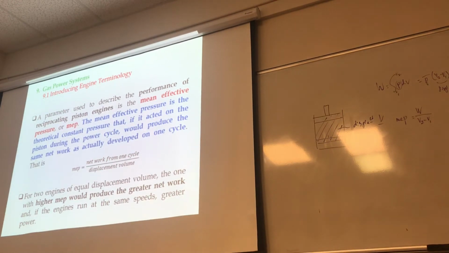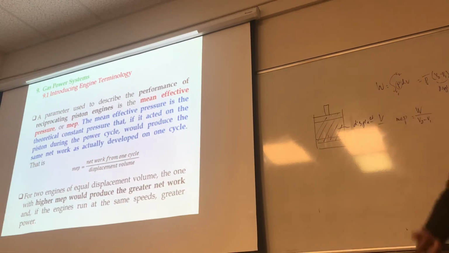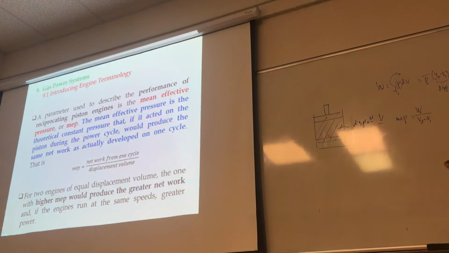Now, what is this useful for? Well, if you look at two engines that have the same displacement volume, the one that has a higher MEP would produce what? The higher amount of work. It's as simple as that. If V2 minus V1 is the same and P is higher, you would get a higher work. Remember, the goal of this cycle is really, it's a power cycle, so what is important is the amount of work. So if the MEP would produce greater net work, and if the engines are at the same speeds, obviously greater power.